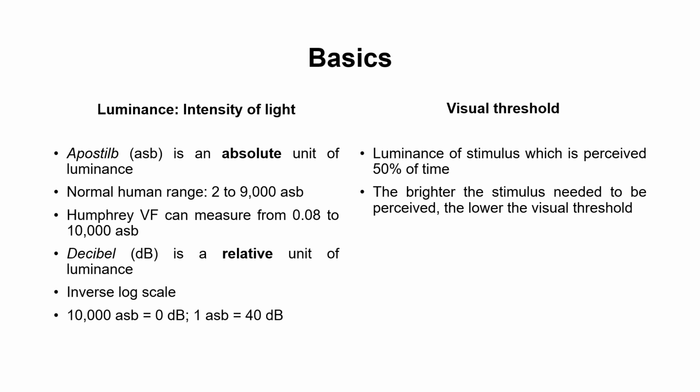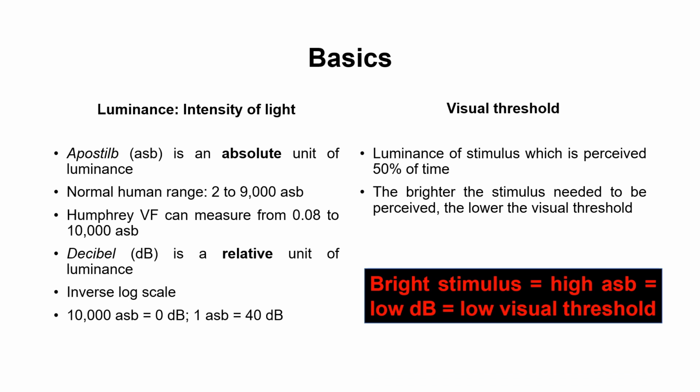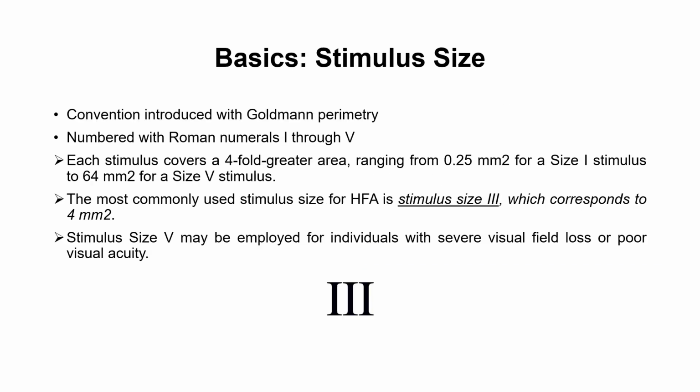Regarding the visual threshold, it is the luminance of a stimulus which is perceived 50% of the time. The brighter the stimulus needed to be perceived, the lower the visual sensitivity, and vice versa. The dimmer the stimulus, the higher the sensitivity. So a brighter stimulus means higher apostilb, lower decibel, and lower visual threshold sensitivity. This is a very, very important formula to understand.